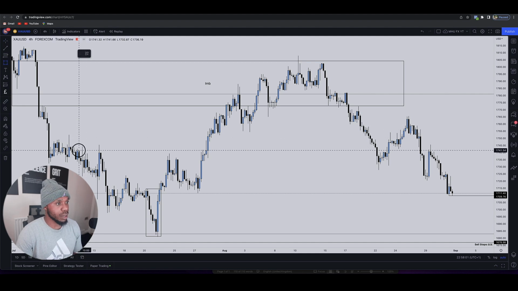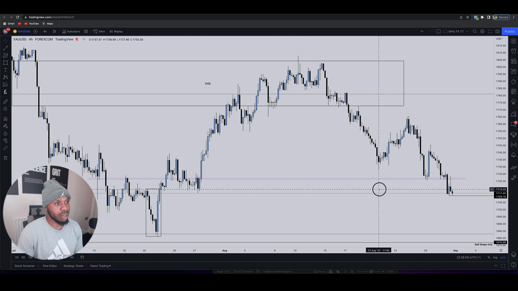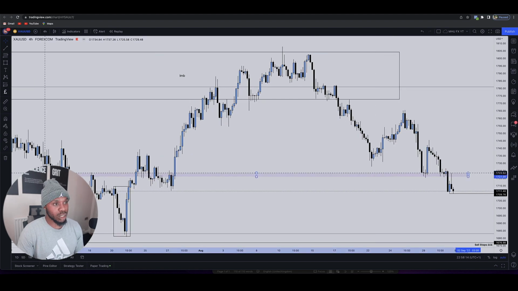What would retail have been seeing? They would have been seeing some kind of support zone here. I'm just going to leave it like this, leave a little purple line here. I'm just going to expand this just a little bit. There we go.